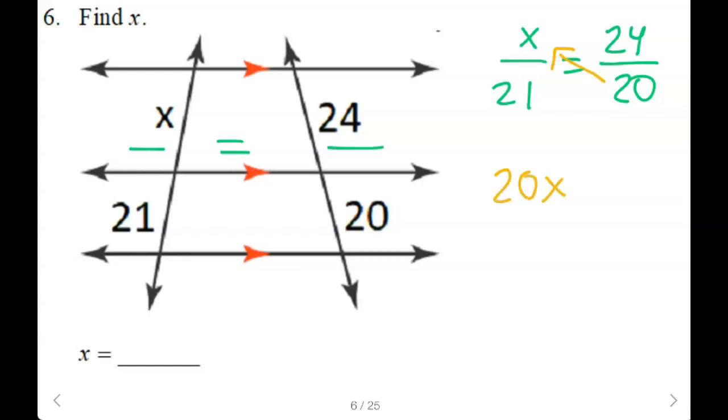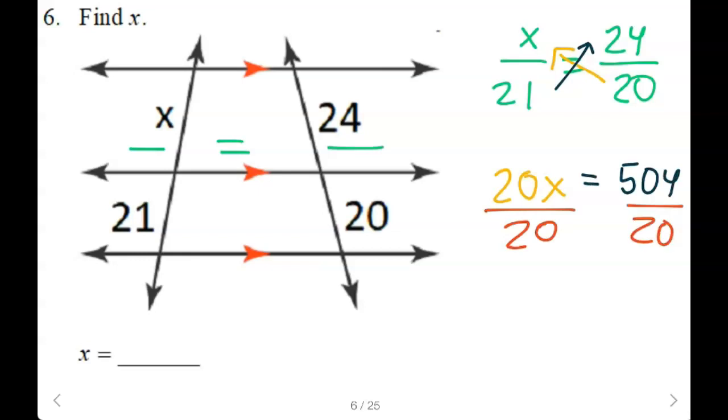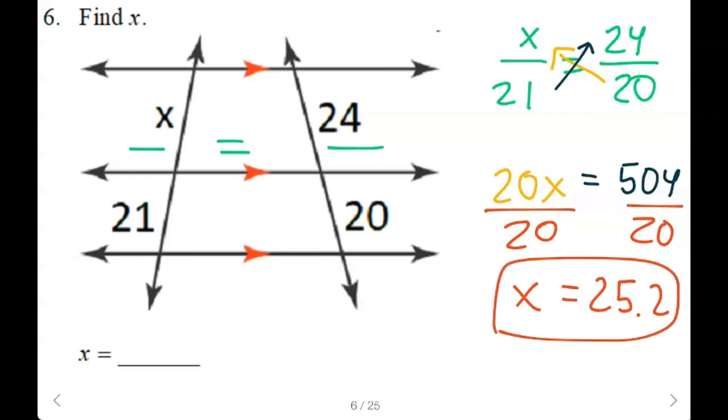20 times x equals 21 times 24. 21 times 24 gives us 504. And then to get rid of multiplying by 20, we divide by 20 on each side. And so we get 25.2 for the value of x.